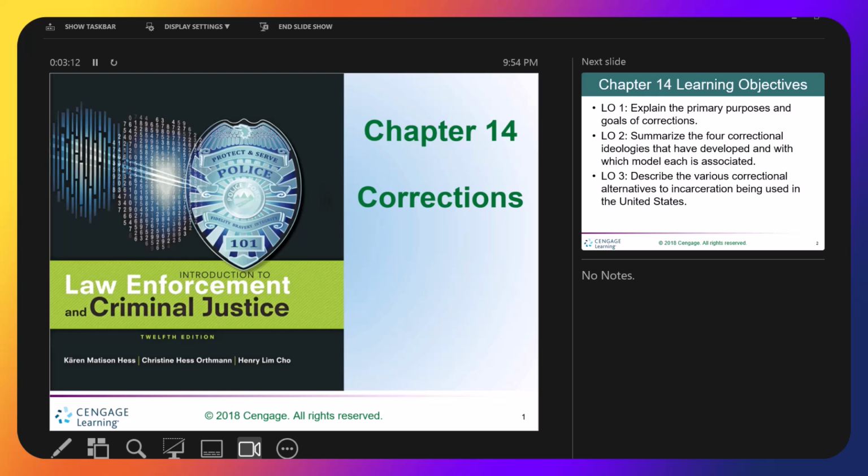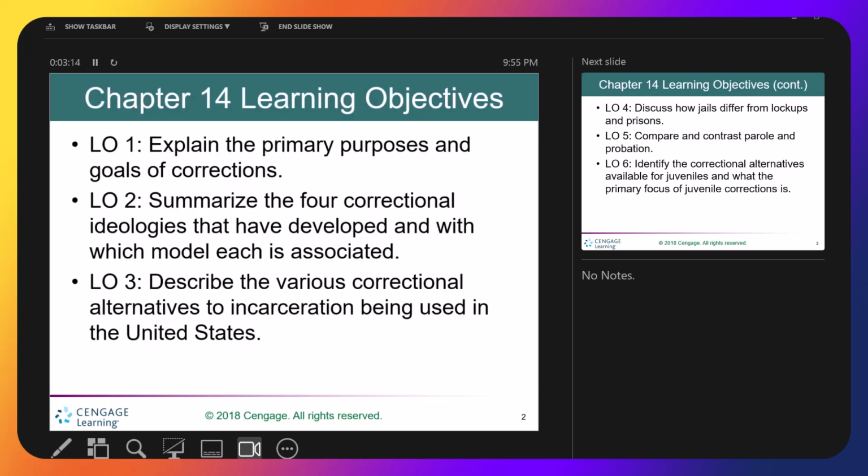14. Corrections. Learning objectives. Explain the primary purposes and goals of corrections. Summarize the four correctional ideologies that have developed with the model each associated with. Describe the various correctional alternatives to incarceration being used in the United States.